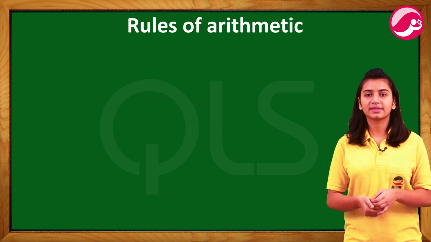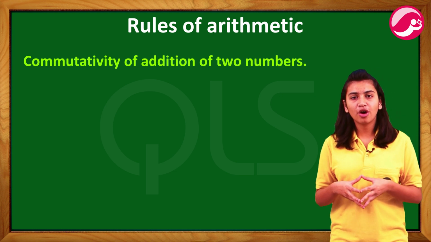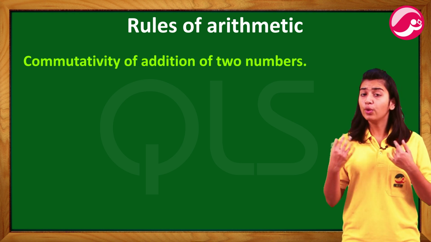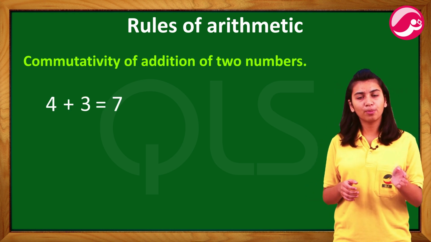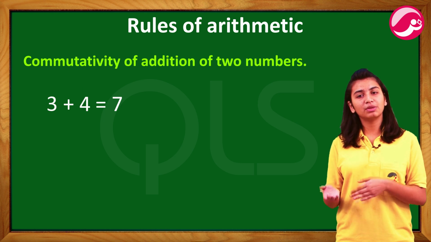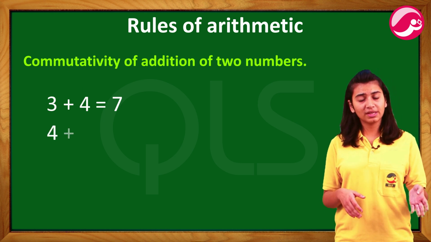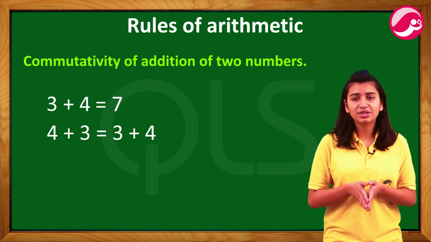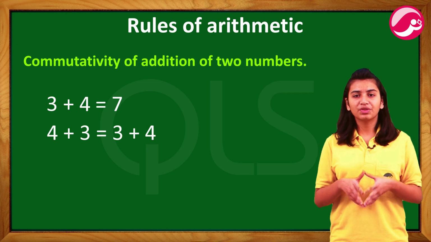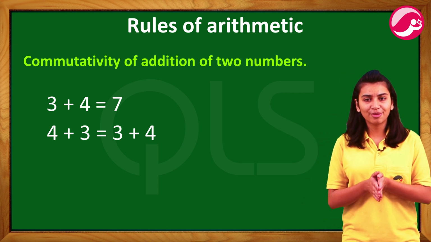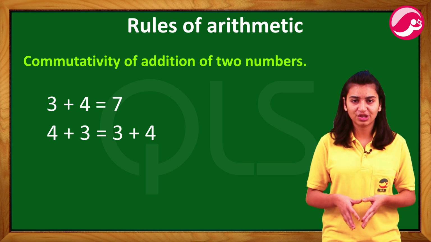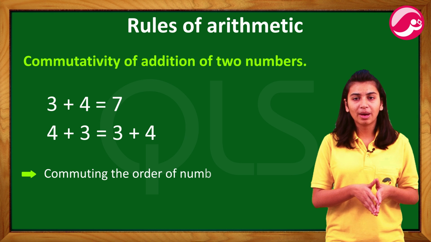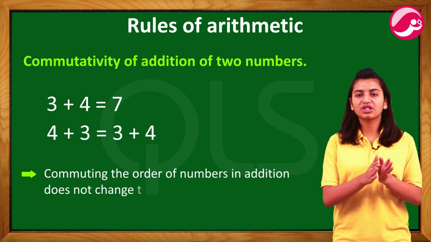Rules of arithmetic. Commutativity of addition of two numbers. We already know what commutativity is. We have learnt it in whole numbers. Now, we know 4 plus 3 is equal to 7 and 3 plus 4 is also 7. So, 4 plus 3 is equal to 3 plus 4. As we have seen in the chapter on whole numbers, this is true for any two numbers. This property of numbers is known as commutativity of addition of numbers. Commuting means interchanging. The order of numbers in addition does not change the sum.